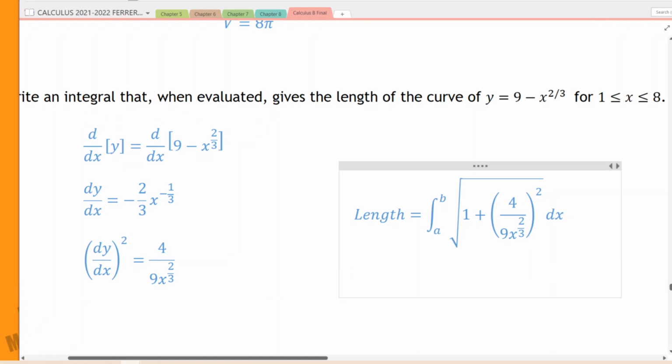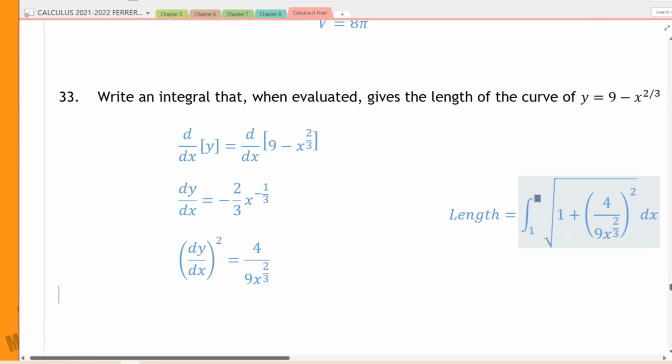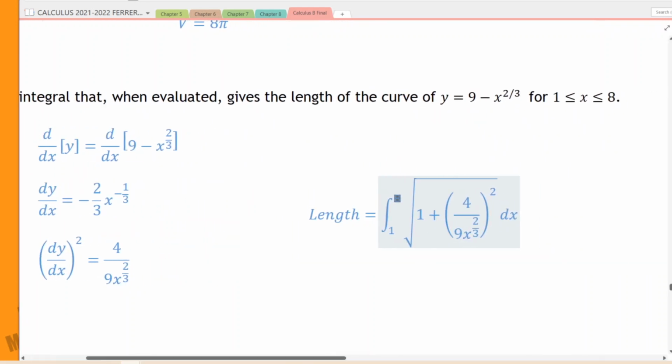Oh, I'm sorry. We need x going from 1 to 8. So we'll change a to 1 and we'll change b to 8. And this integral, when you evaluate it, will give you the length of the curve y equals 9 minus x to the 2/3 from x equals 1 to x equals 8.